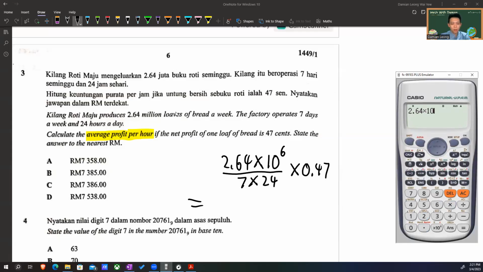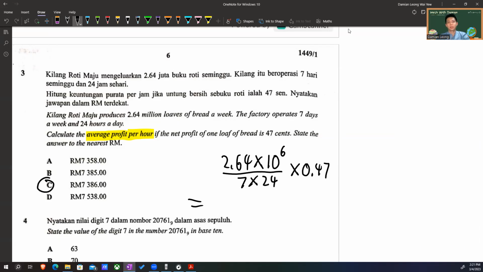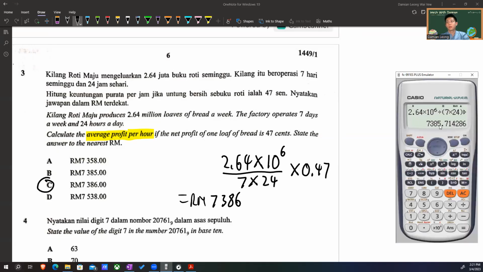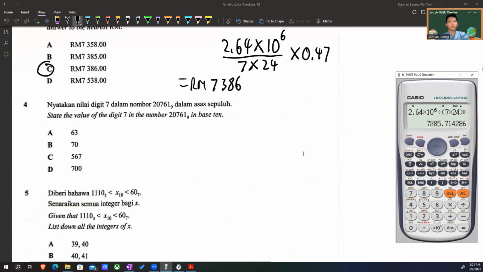So straight away I calculate 2.64 times 10 to the power of 6, divided by 7 times 24. Make sure you bracket that. Times 0.47. And I get 7385.7. To the nearest ringgit, 7386. Answer C. Because I round off to the nearest ringgit, 5.7, so I round up.